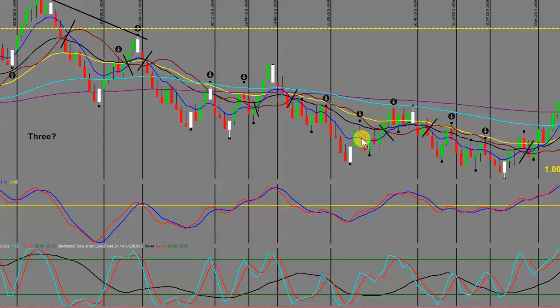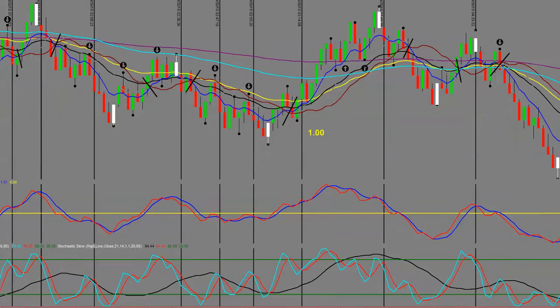The purpose of this is really to review how our setups work on the range chart. You can see here we've got a T2, another T2, a T2 that failed, a winner, winner, winner, T1, T1. So it works really well.